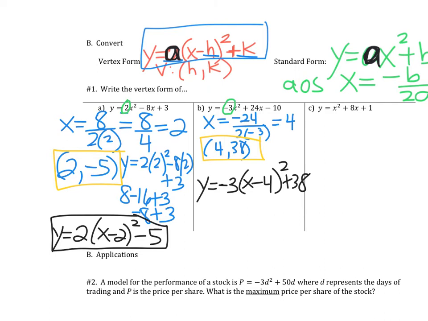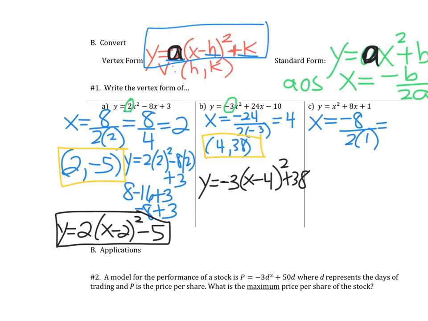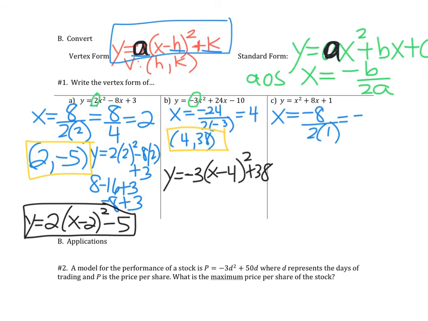Okay, hopefully you got it right. Let's see. X is equal to negative b over 2 times a. Now remember, if there's no number in front of x squared, then that's automatically a 1. And you're going to get negative 8 over 2 is negative 4 this time. So let's plug in negative 4.